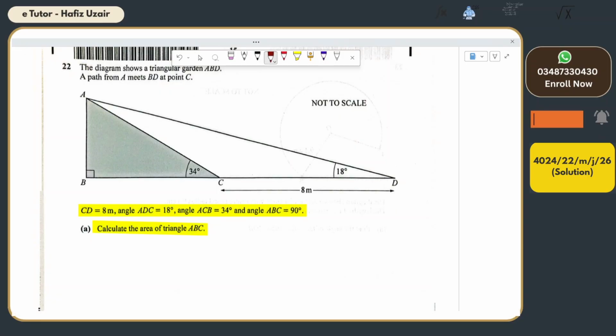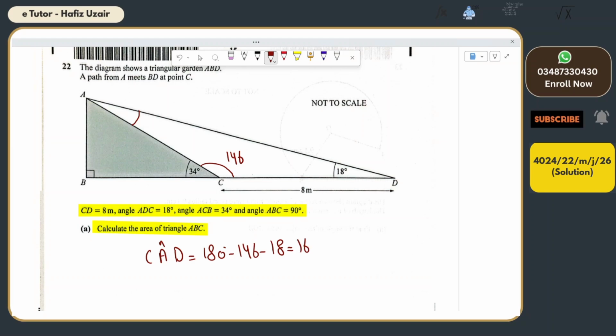Can we find this angle easily? Yes. How? We can subtract 180 minus 34, and that will produce 146. Similarly, we can find this angle easily. The name of this angle is CAD, so this will be equal to 180 minus 146 minus 18, and that will be equal to 16. All right, so this angle over here is actually 16.